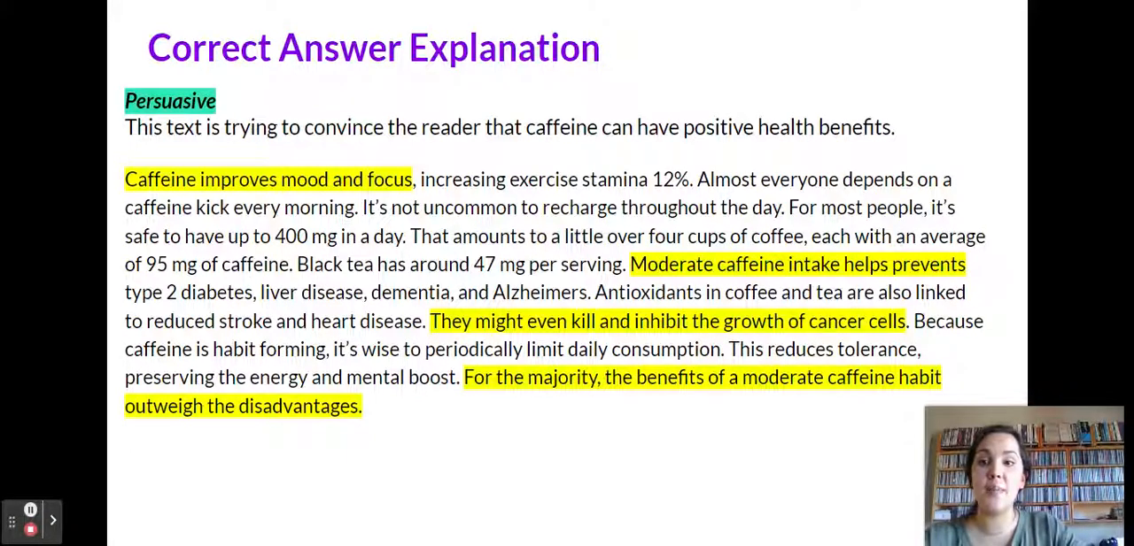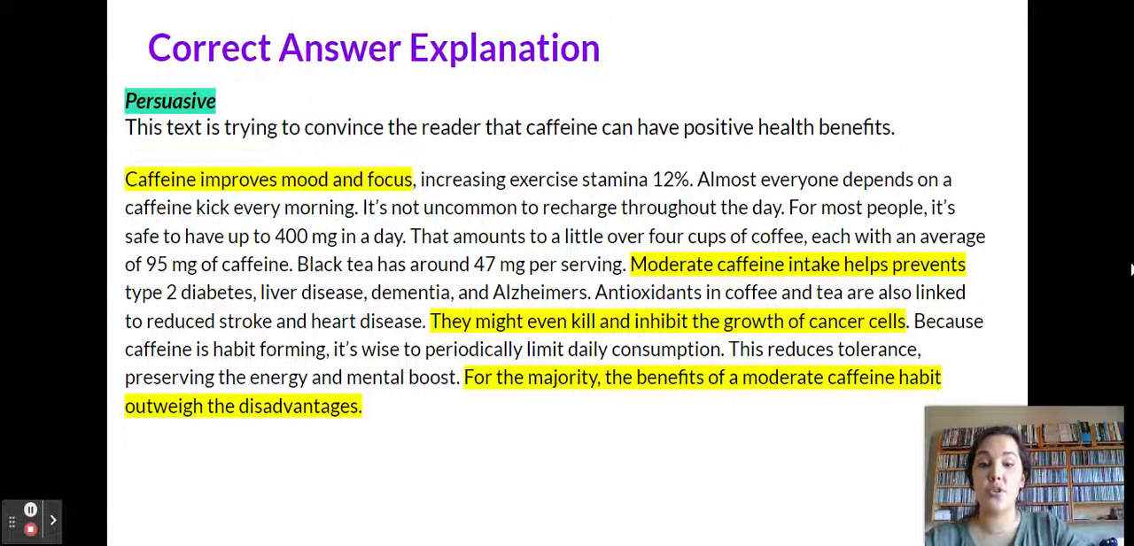I've highlighted a few pieces of evidence here in yellow to prove that this is a persuasive text. Here's the first piece of evidence. Caffeine improves mood and focus. Moderate caffeine intake helps prevent type 2 diabetes. They might kill and inhibit the growth of cancer cells. They in this sentence is referring to caffeine.